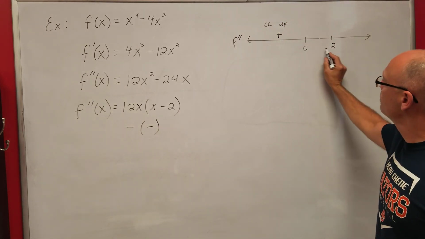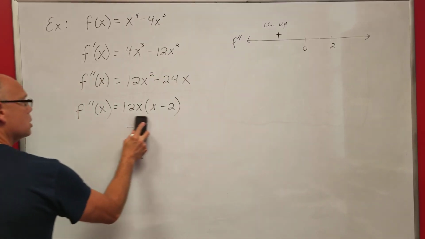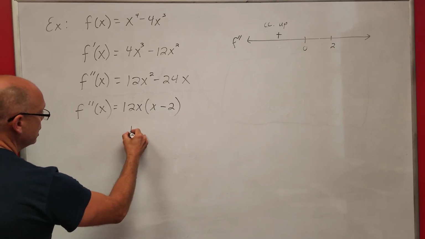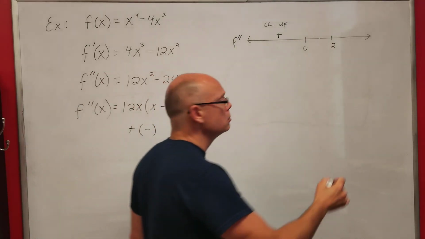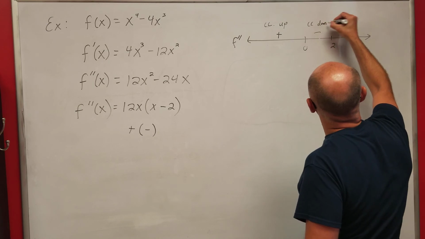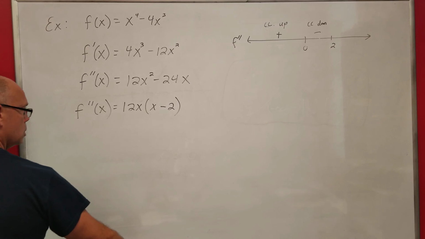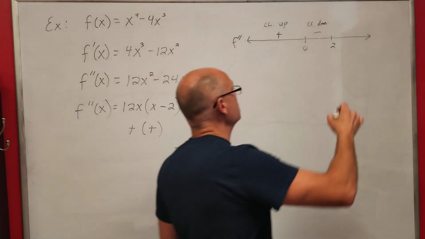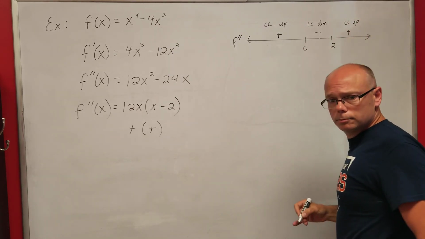How about a test value from 0 to 2? 1's a good test value. So if I sub 1 into the second derivative function for x, I get a positive times a negative, which gives me a negative, so it's concave down here. How about a test value over here, like 3? I get a positive times a positive. Positive times a positive is a positive. So we say it's concave up here.